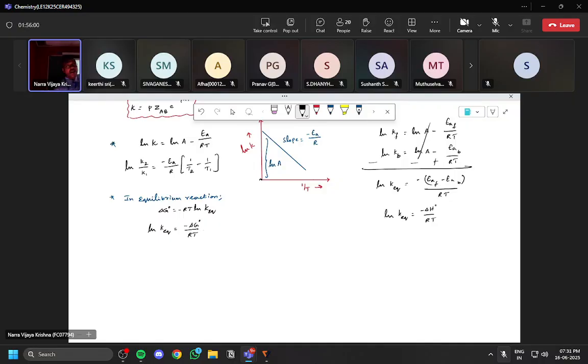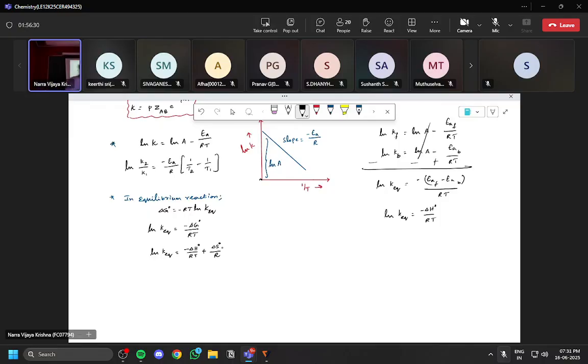Here what you got? Minus ΔH° upon RT. We are getting two different equations now. Right? ΔG is converted as ΔH minus TΔS. If I write this as ΔH minus TΔS, what do you get? ln K equilibrium = -ΔH°/RT minus of minus, plus TΔS. T gets cancelled. ΔS upon R.